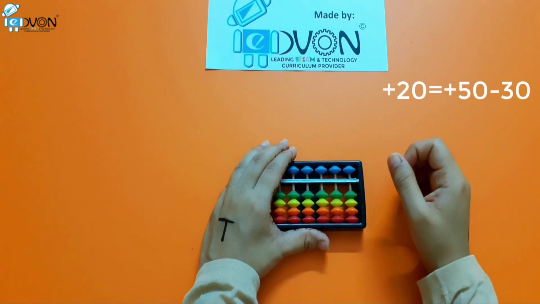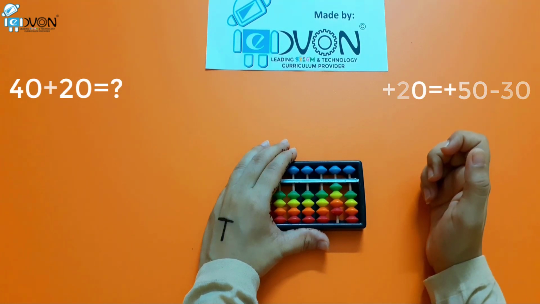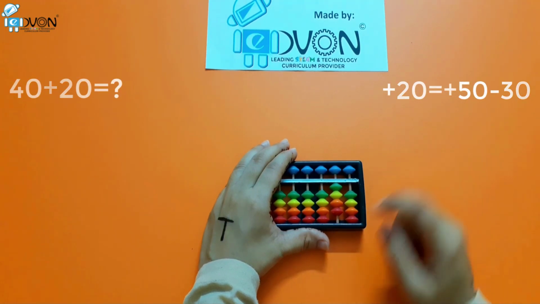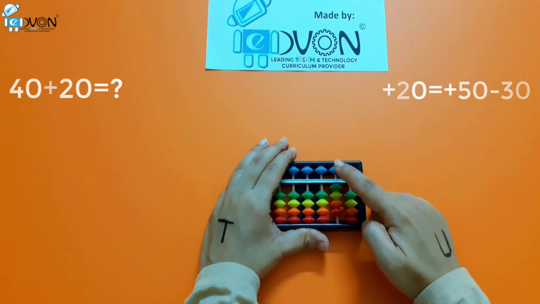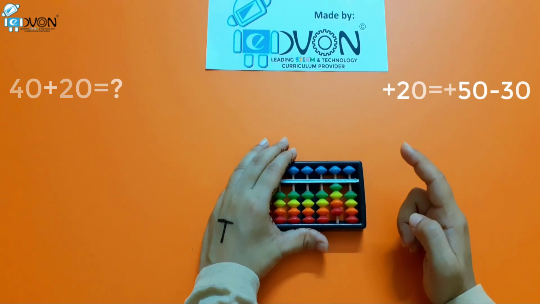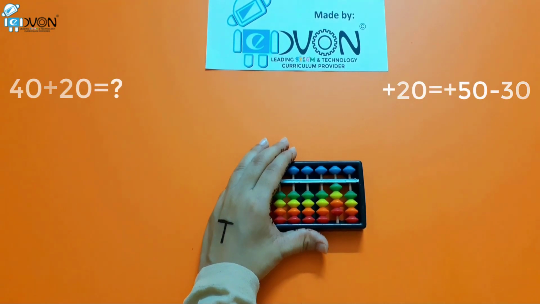Ready? 40 plus 20. Now you can see we don't have any lower bead on the tens rod to add 20 directly. We only have the upper bead equal to 50. So we will take help from the formula. The basic formula remains the same. That is, to add 2 we add 5 minus 3.